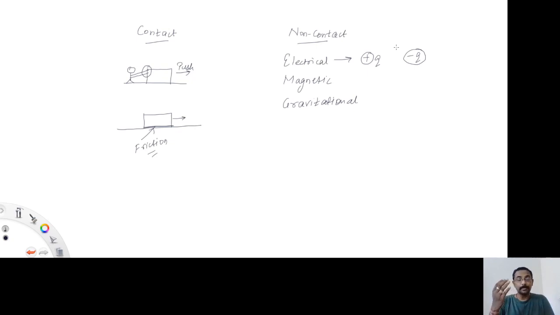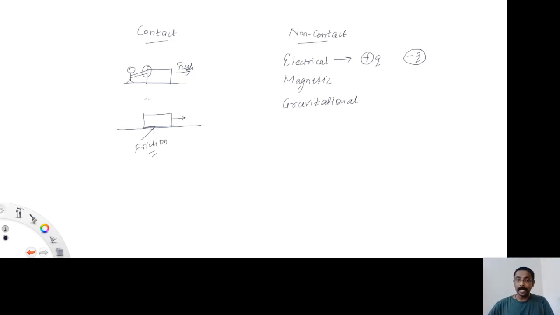If you take a plastic comb, rub it on your dry hair, and bring it near extremely small pieces of paper, what happens? The papers will move towards the comb. Why? Because of electrostatic forces, or electrical forces. So electrical forces can be attractive, and they can be repulsive.